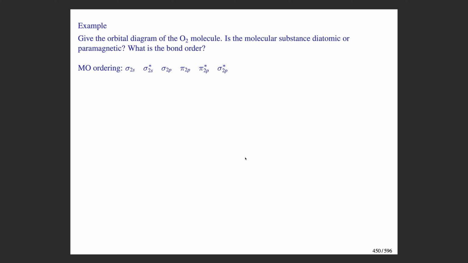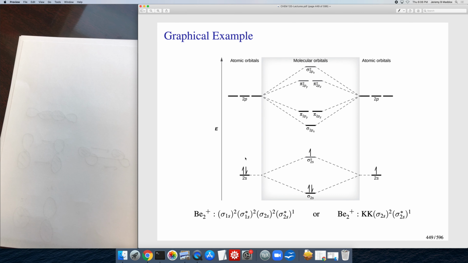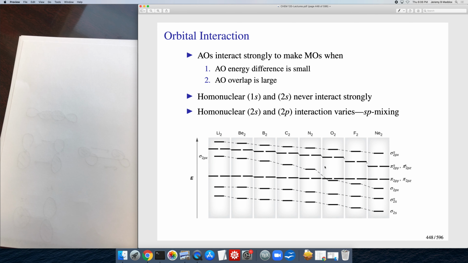So here's an example where we're being asked to determine whether diatomic oxygen is paramagnetic or diamagnetic, and we're also being asked to calculate the bond order. And so what we're given, and this is what you'll be given on the exam if you need it, is the ordering of the molecular orbitals. That is, we're essentially being given the empty diagram for the molecule.